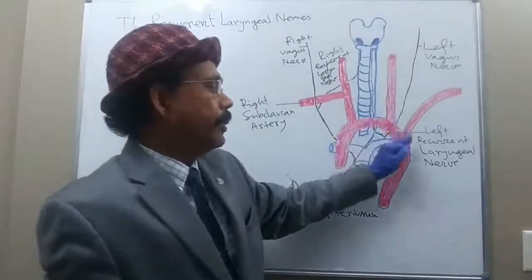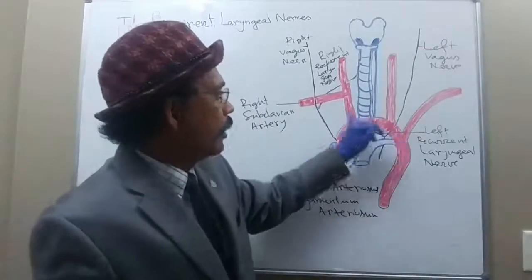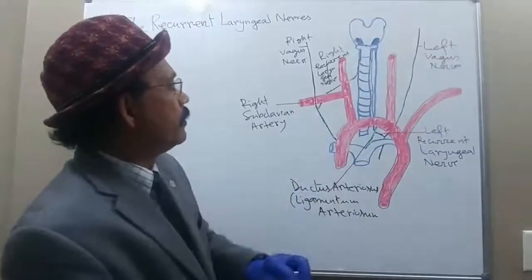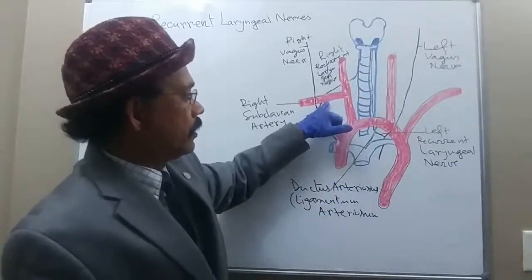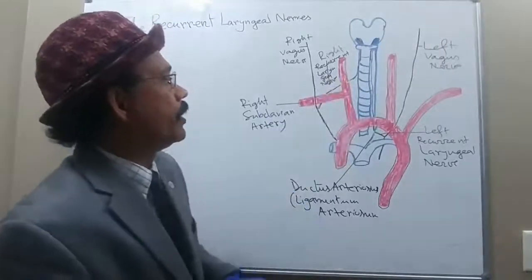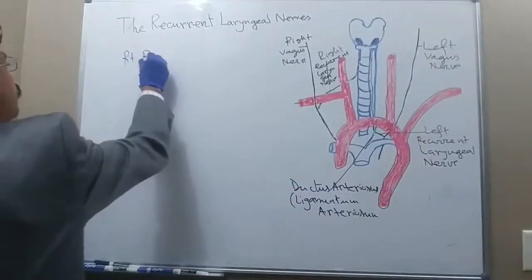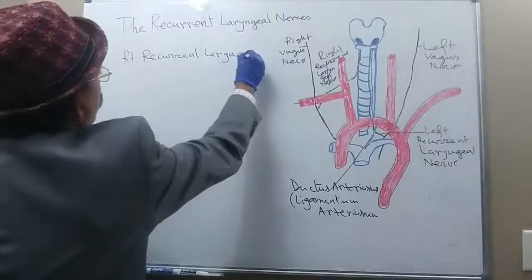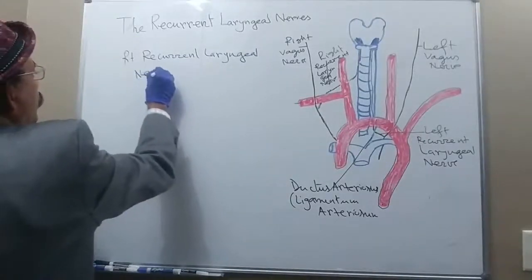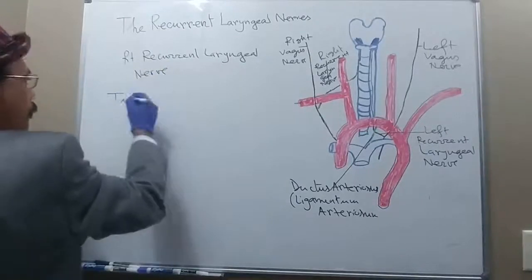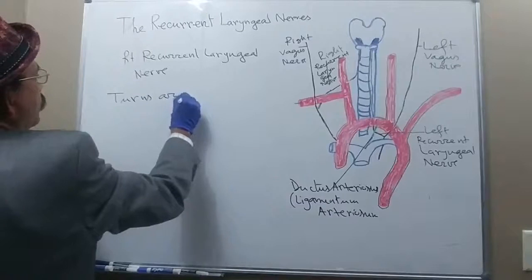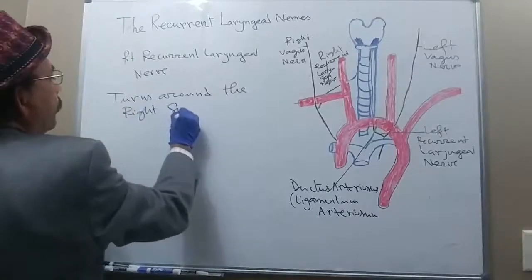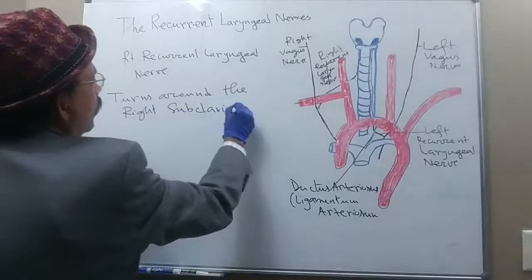This is our arch of the aorta here, with the brachiocephalic trunk, left common carotid artery, and left subclavian artery. This is the brachiocephalic trunk. This is the right subclavian artery. This is the right common carotid artery. The recurrent laryngeal nerve turns around the right subclavian artery.